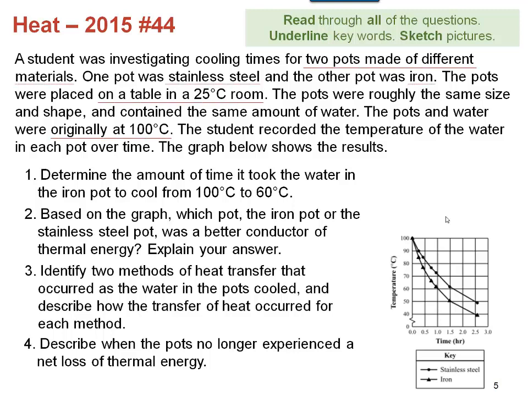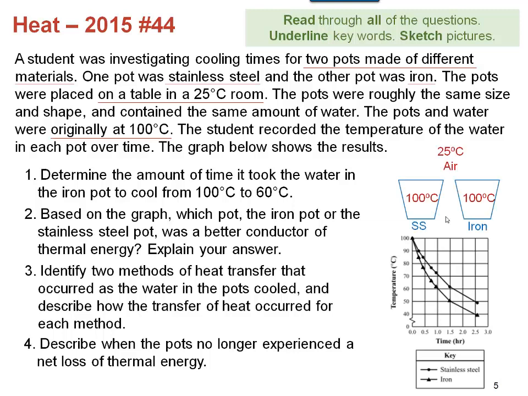A student was investigating cooling times for two pots made of different materials. One pot was stainless steel and the other pot was iron. The pots were placed on a table in a 25 degrees Celsius room. The pots are roughly the same size and shape and contain the same amount of water. The things that stay the same in an experiment are controls. The pots and water were originally at 100 degrees Celsius, and the student recorded the temperature of the water in each pot over time. The graph below shows the results.